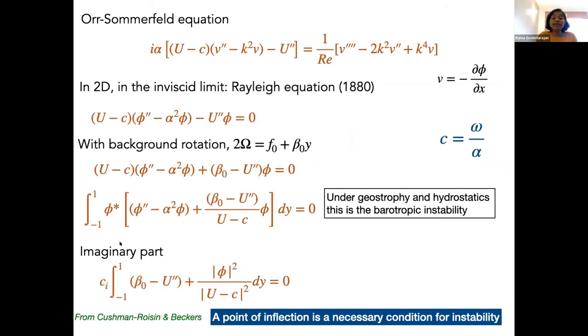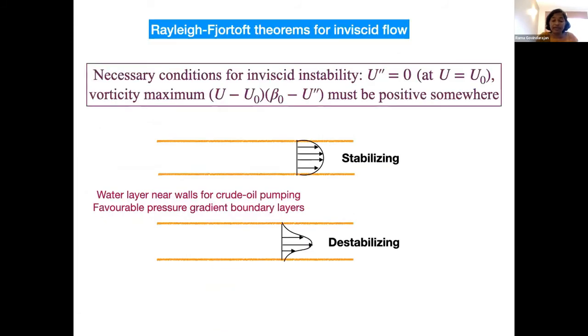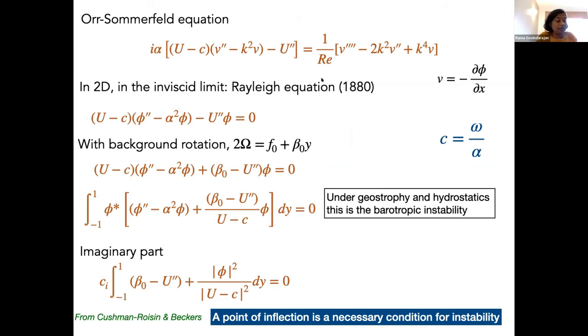Okay, so how can we simplify this, and how did people go about understanding things about it long ago, which are still so relevant for us today? I think I'm going very slow. Okay, I'll try to speed up. So the Orr-Sommerfeld equation looks like this. Now in 2D, that means I'm throwing away beta, and in the inviscid limit, this will reduce to the Rayleigh equation, which looks like this.